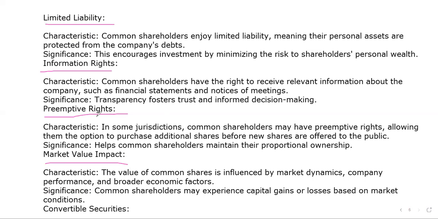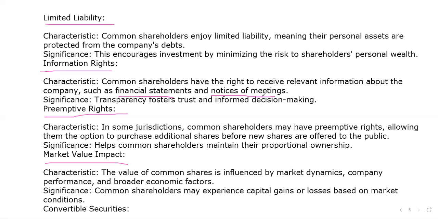Okay, so we have information rights. Common stockholders have the right to receive relevant information about the company, like the financial statements and how we are performing, because they want to know what the interest is in terms of dividends. They also have the right to notices of their meetings. So this fosters transparency and trust in decision making.